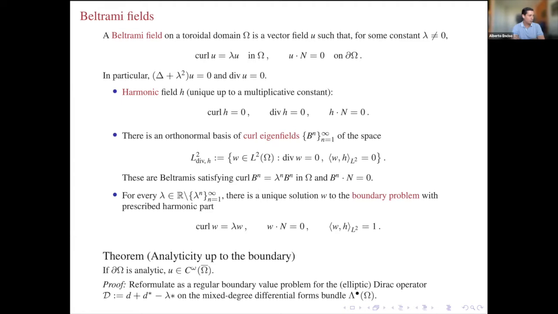The best way I know to prove it is that, well, the curl operator is not elliptic, but you can take this boundary value problem and reformulate it as another boundary value problem, which is a regular one for an elliptic operator. Which elliptic operator? A kind of Dirac operator, whose square is essentially like the Laplacian. It is a bit messy to define because it acts on the space of differential forms of mixed degree. But I believe this is the most efficient way to prove that things are analytic up to the boundary.